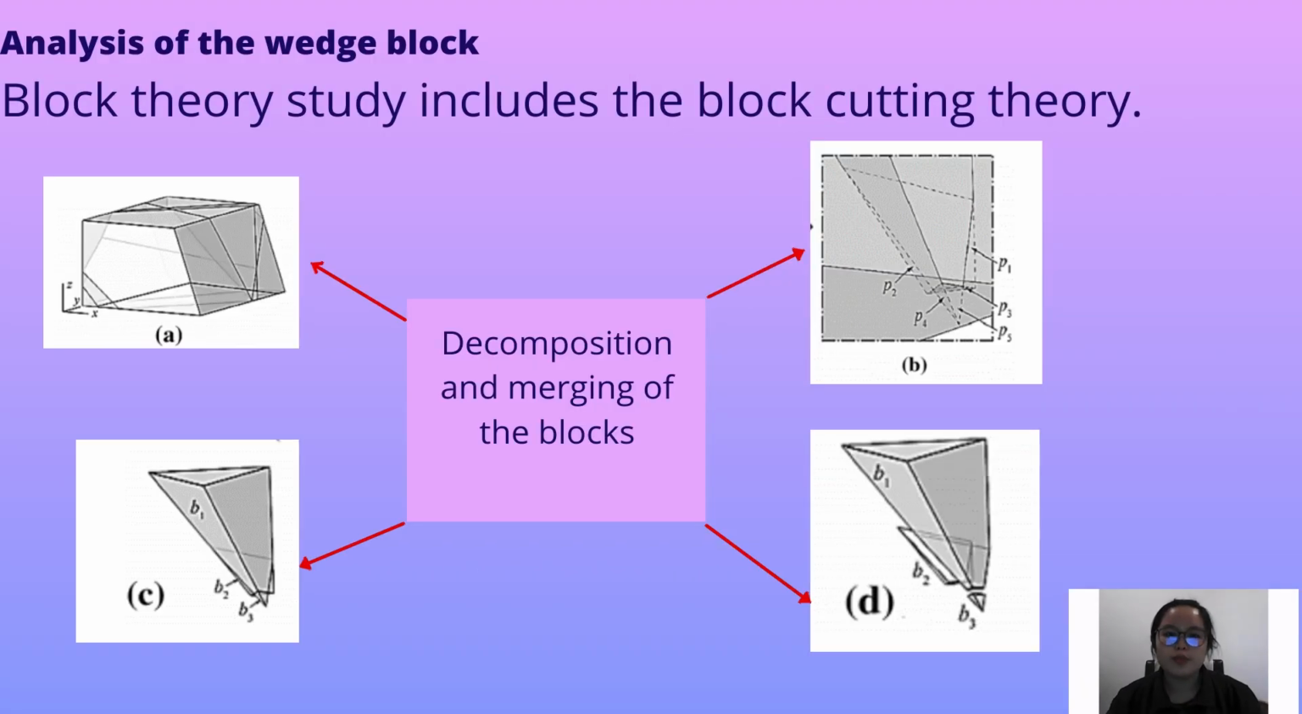Analysis of the wedge block. Block theory study includes the block cutting theory. These four figures show the decomposition and merging of the block. A is the decomposition circuit including P1, P2, P3, P4, and P5. B is the shape and position of the plane P1 including P1, P2, P3, P4, and P5. C is a larger view of the portion of the modeling domain containing P1, and D is the merging of the plane.